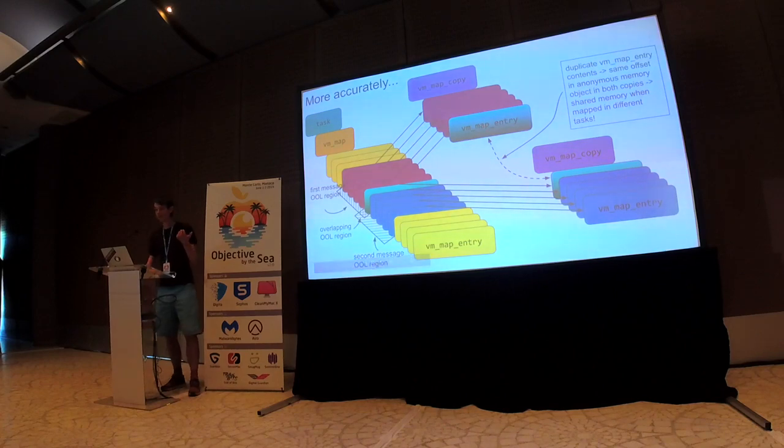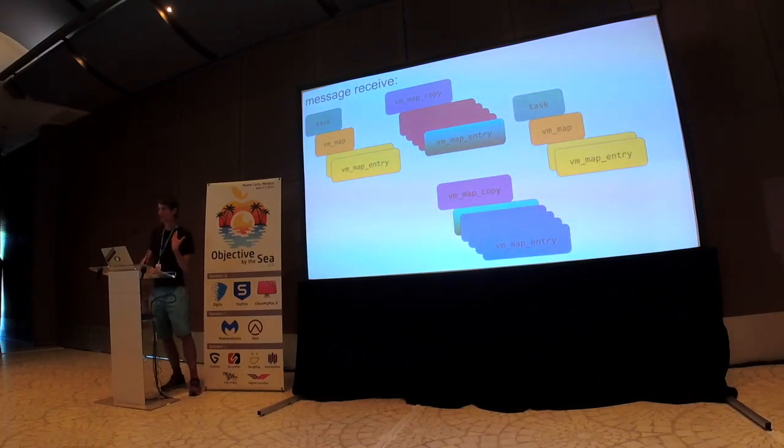Well, duplicate VM map entry contents implies, in this case, it's an anonymous object. So this is just the way that you get empty pages of memory that you can do stuff with, that aren't backed by a file or anything else that you can mmap into your address space. And so the consequence of them both pointing to the same offset is that you're actually ending up with shared memory, i.e. when this first VM map copy gets mapped into one process and this gets mapped into a different process, they've both ended up having a VM map entry which in the end will cover the same physical pages. So they've accidentally created shared memory. And we will find a way to turn accidentally created shared memory into something more useful.